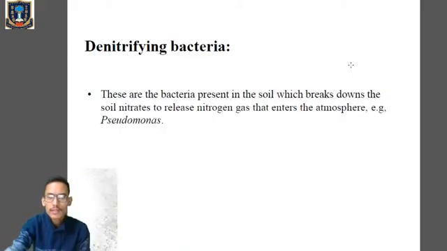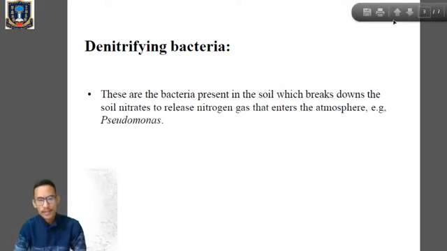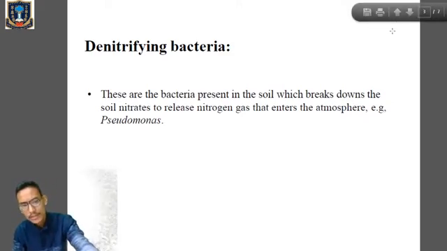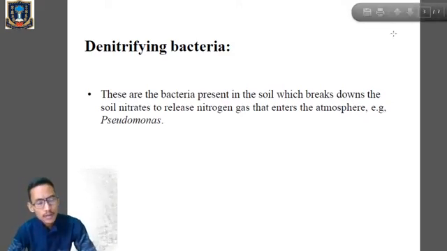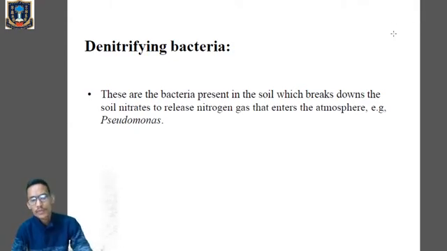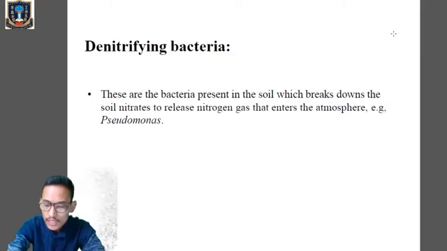Now we will see the denitrifying bacteria. These are the bacteria which are present in the soil, which break down the soil nitrates to release nitrogen gas that enters the atmosphere. Example, Pseudomonas. So denitrifying bacteria are those bacteria present in the soil which break down the nitrates to release nitrogen gas into the atmosphere.